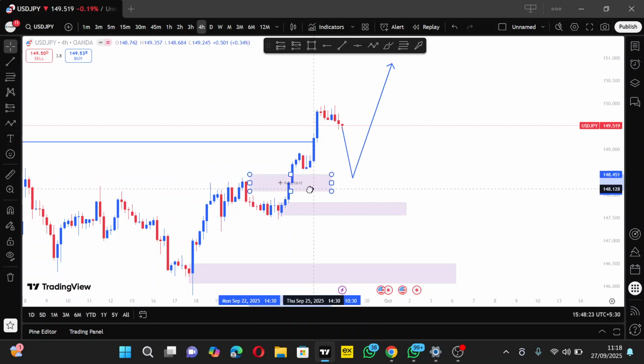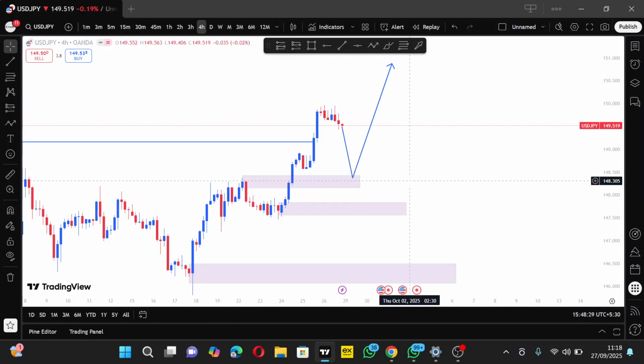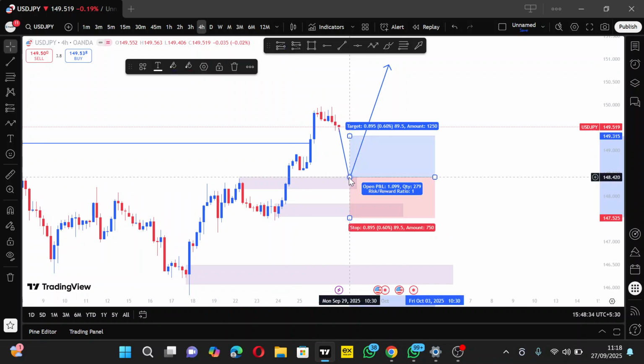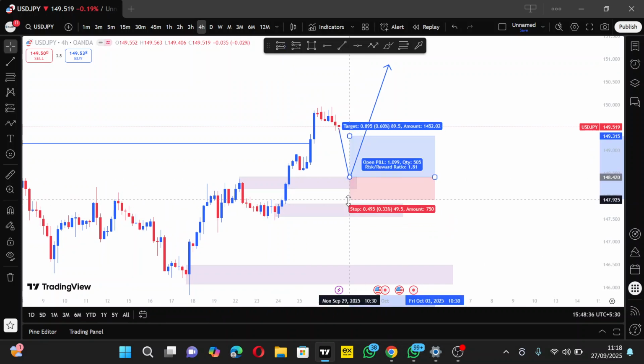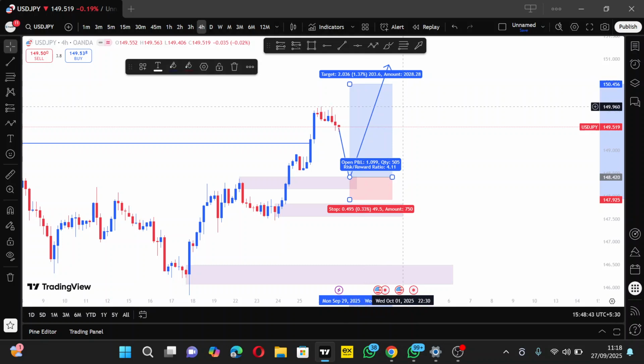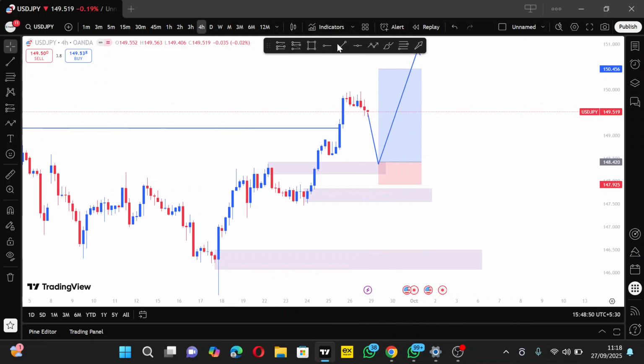I'm expecting price to tap into this area, then before I will buy. Why am I expecting price to tap that area before I buy? First of all, if you look at the sellers, sellers are weak, which is telling you that buyers are still in control. So this is not the time for sellers to drag price all the way down like this, but rather price is going to be corrective, coming down to sweep this low.